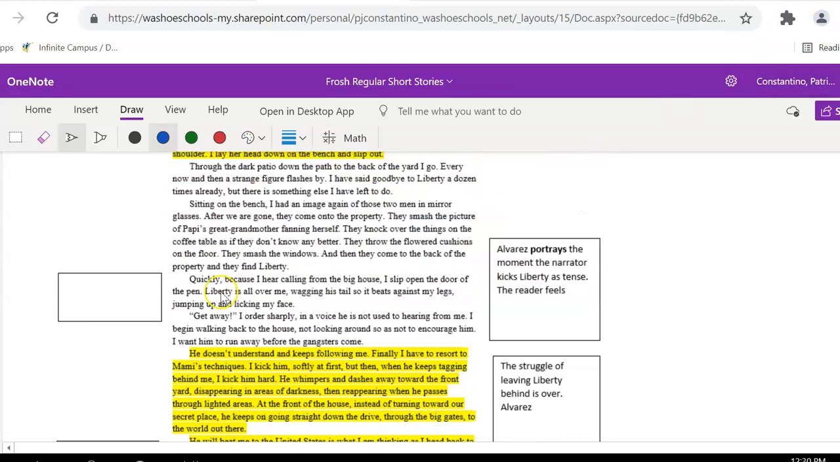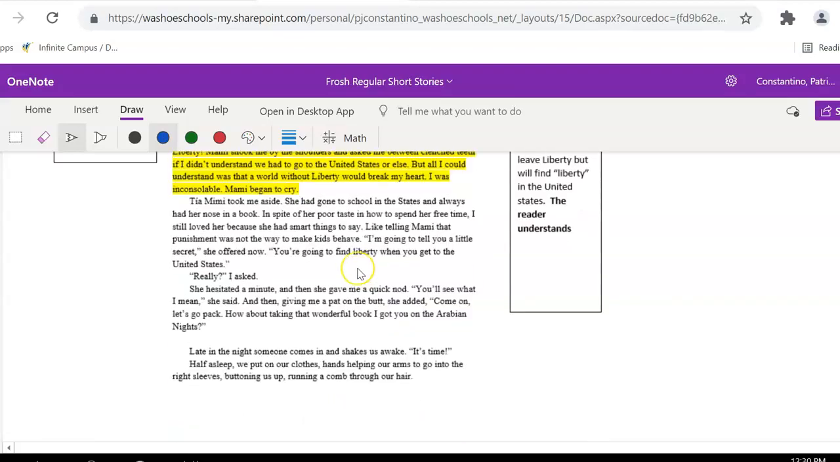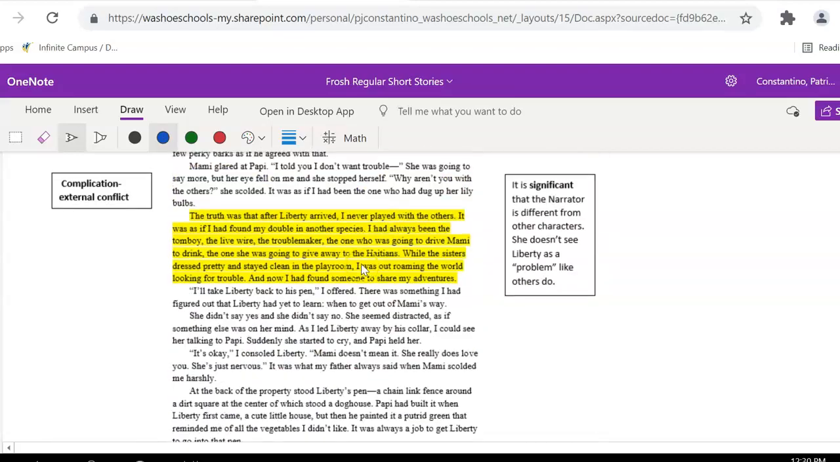And then at the very end, Liberty comes running after them when they're trying to leave, and she has to kind of kick them away. And then she kind of reconciles herself with the fact that Liberty, as a figurative meaning, will be waiting for her in the United States, even though she has to leave the dog there. So if you remember, that's the progression of the story.